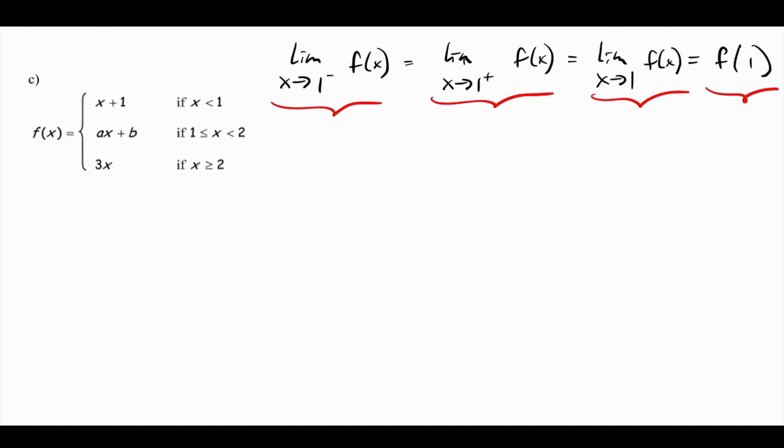So if I want to check the limit as x approaches 1 from the left, which piece am I going to use? X plus 1, ax plus b, or 3x? Yeah, x plus 1 because that's the one less than 1. Coming from the left is less than 1. So I'm going to plug in 1 here. And I get 2. Okay, so we get 1 answer. We got 2.